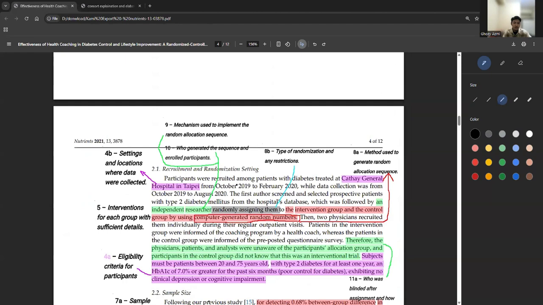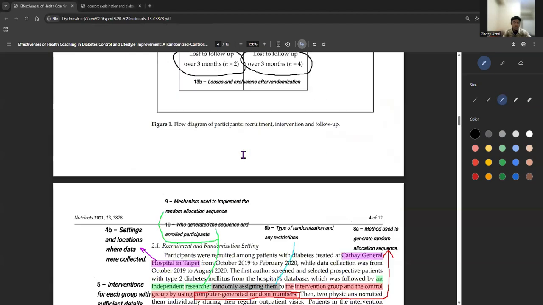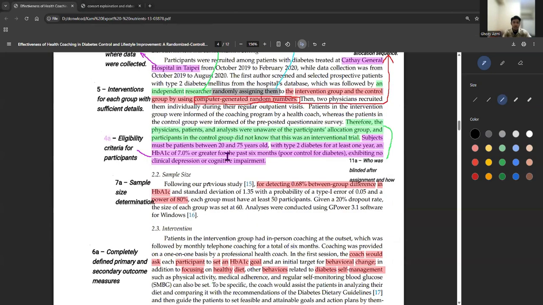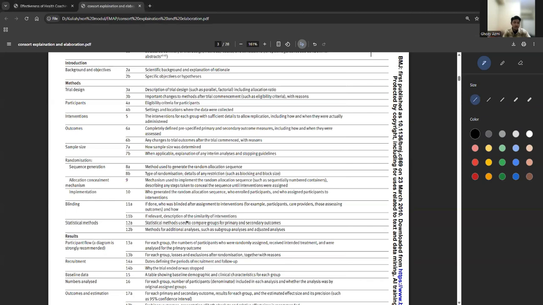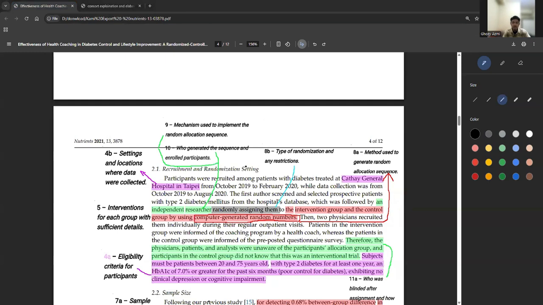As you can see, like I said before, the mentioned physician, participant, and analyst were blinded. They did not know what was in each group. And then we move to item 11B, which is, if relevant, a description of the similarity of interventions. So the article says no. This article did not discuss the similarity of interventions.